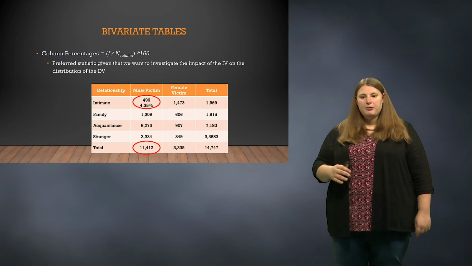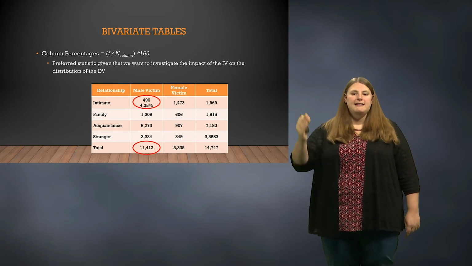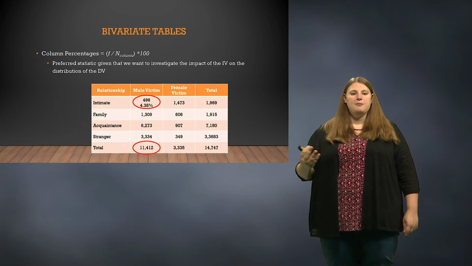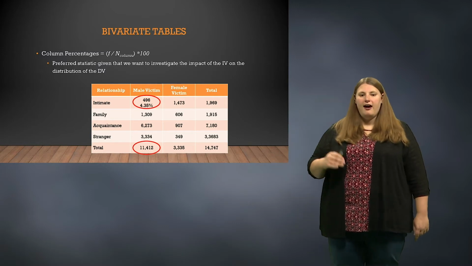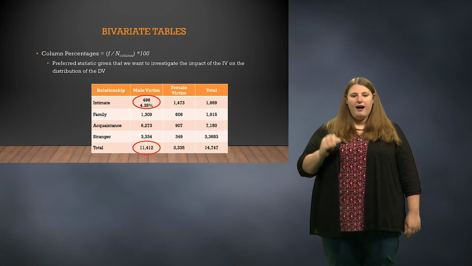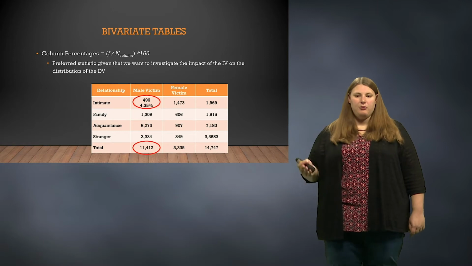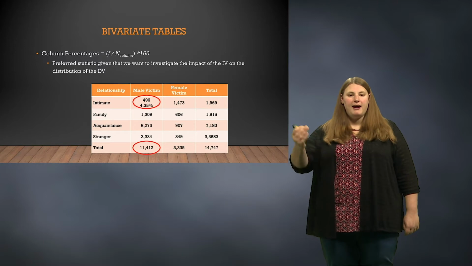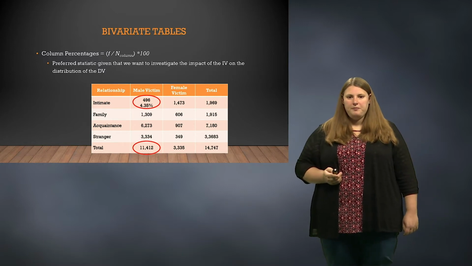I have created a column percentage by taking the frequency value from that column in the 400s, dividing by the total number of that column, which is 11,000, and then multiplying by 100. This tells me that 4.35% of male victims were killed by an intimate partner. Notice the "of male victims" refers to whatever the total N was that you were using. So 4.35% of male victims, because my N that I was dividing by is the total number of male victims.